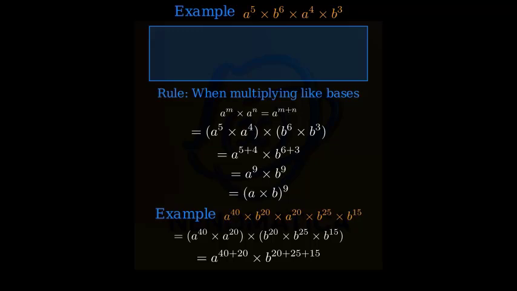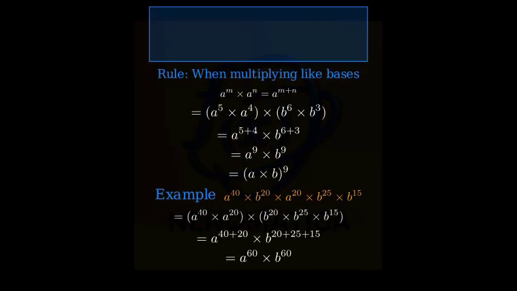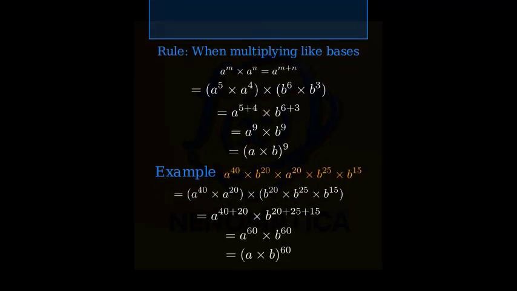and b to the 20th power times b to the 25th power times b to the 15th power equals b to the 60th power. So we get a to the 60th power times b to the 60th power. Finally, we can rewrite this as open parentheses, a times b close parentheses to the 60th power, which is our final answer.